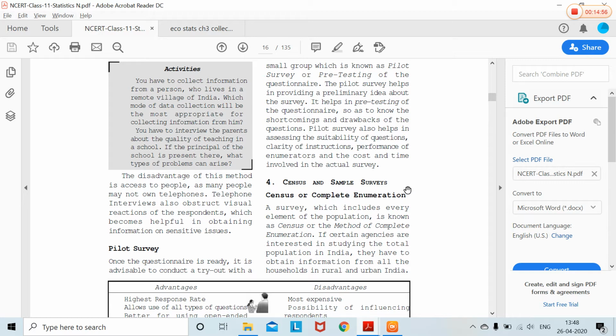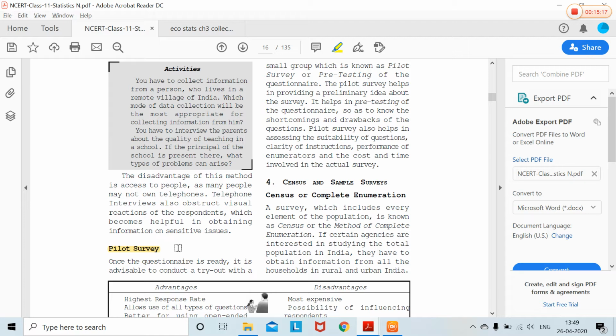I need to have the entire set of questions in front of me. So I will be preparing a questionnaire. So this is the questionnaire I'm going to ask. Once the questionnaire is prepared, it is always tested with a small population, with a small group of people. And testing the questionnaire with a small group of people is actually known as pilot survey.